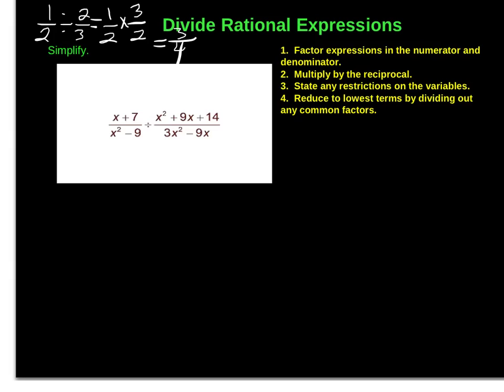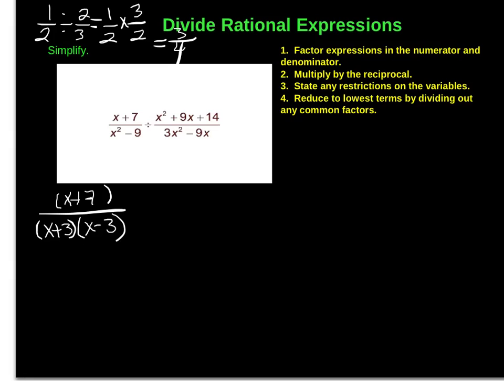Okay, so just remember that, and let's go to it, similar to what we did in the first example. We want to factor the expressions in the numerator and the denominator. So let's get started with that. Factor the expressions here. So we've got x plus 7, can't really do anything with that. Factor x squared minus 9. That's x plus 3, x minus 3.